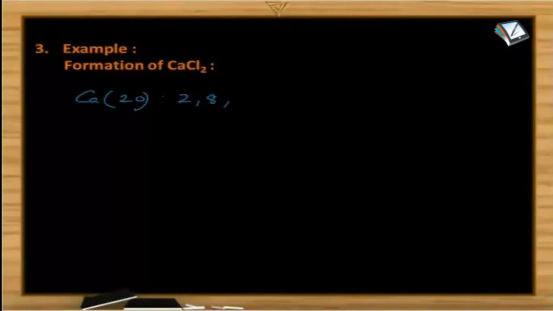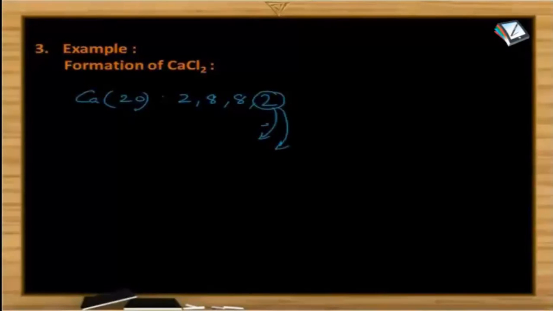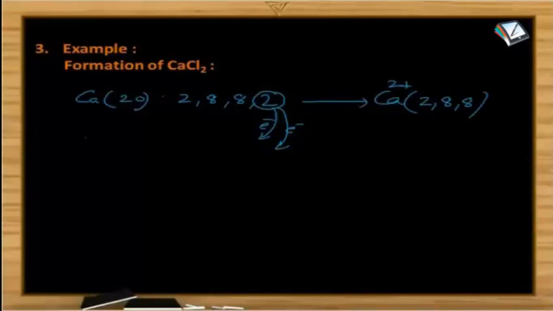Calcium chloride. What is the atomic number of calcium? Yes, it is 20. How do we write the electronic configuration? 2, 8, 8, 2. So how will it take part in bonding? By losing electrons. How many electrons? 2 electrons. So it is losing 2 electrons, electron 1 and electron 2, and that is converted into a calcium ion. After calcium ion formation, what is its electronic configuration? 2, 8, 8. Then let us see the case of chlorine.